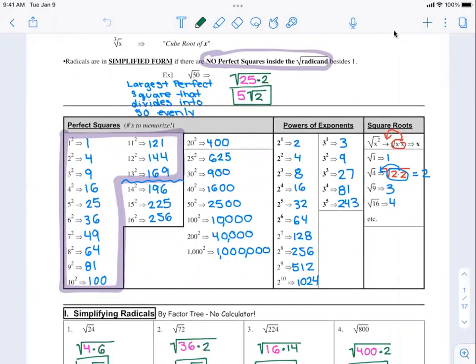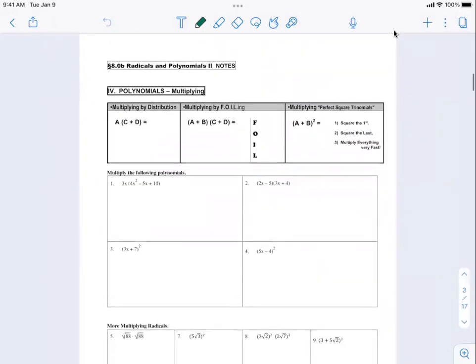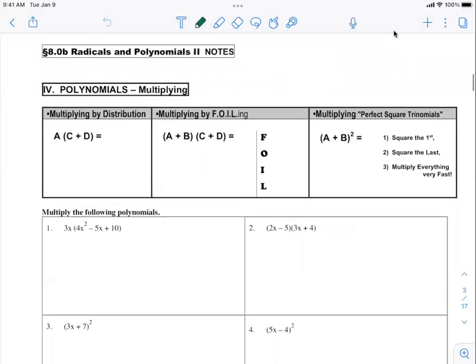So 1, 4, 9, 16, 25, etc., because those are the numbers you're looking for to fit into the radicand to see if it simplifies. So you always want to pick one of those numbers. Okay, so we're going to go ahead and take a look at 8.0b. So just a review of some of your algebra skills.